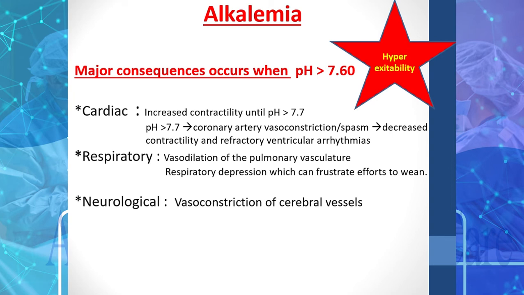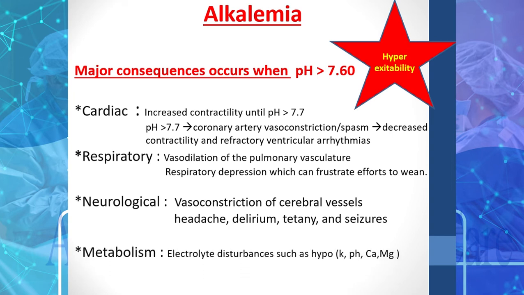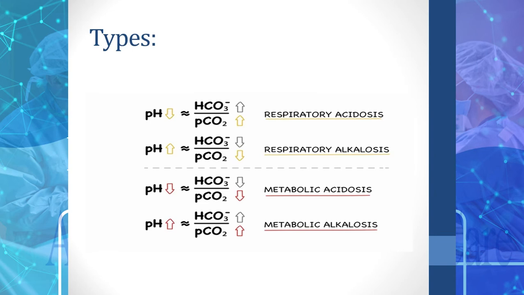Neurological effects of alkalemia: vasoconstriction of the cerebral vessels, headache, delirium, tetany, and seizures. Metabolic effects: electrolyte disturbances, hypo-everything, including potassium, phosphorus, calcium, and magnesium. Also, stimulation of anaerobic glycolysis and lactate production.